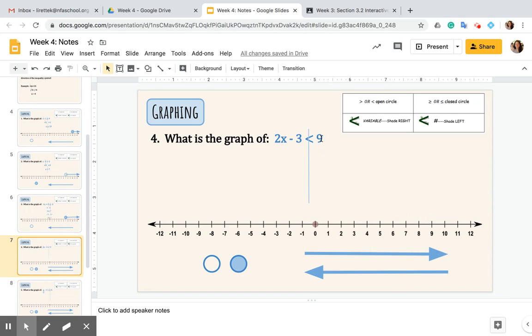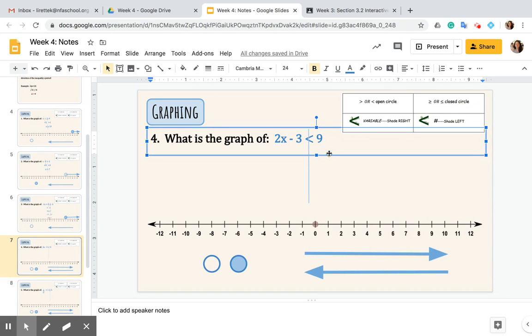Here's another one. 2x minus 3 is less than 9. So again, I've got two things near the x that I need to get rid of. A 2 that's touching, and a minus 3, which is not. You always want to get rid of what's not touching. So I want to get rid of that minus 3. To get rid of it, I add 3.